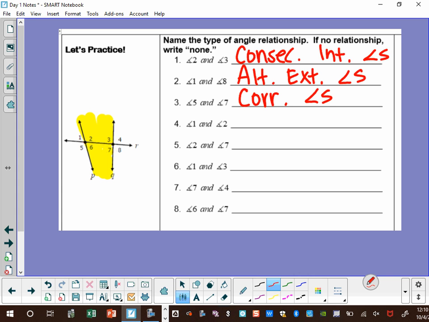All right. This one's tricky. This is a throwback. You should know this. Angles 1 and 2. They're side by side. Is it linear pair or is it vertical angles? Linear. A linear pair. Good. That counts as an angle relationship.